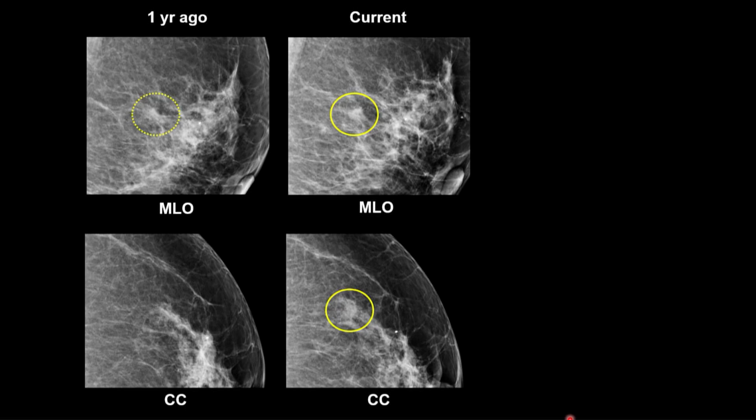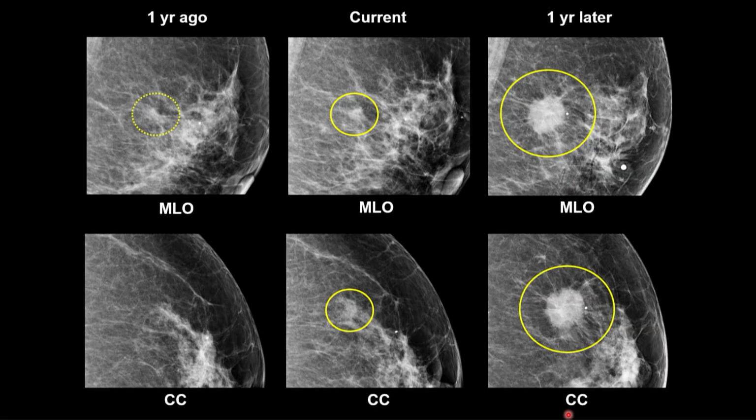Okay? It wasn't called. We read it as negative. If you got this and we didn't get it, you did better than we did. Because when she came back a year later, she was still asymptomatic. It was bigger, much bigger.